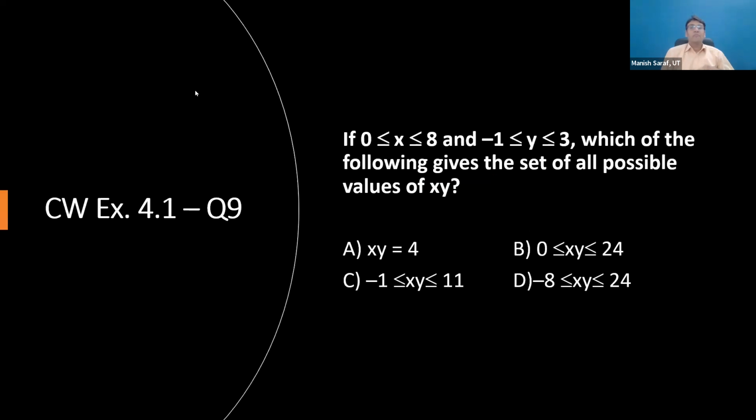45 seconds. Which of the following gives the set of all possible values of x into y? x का रेंज दिया है आपको और y का रेंज दिया है.